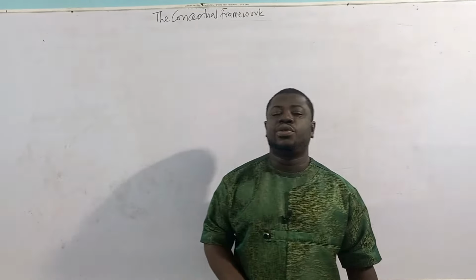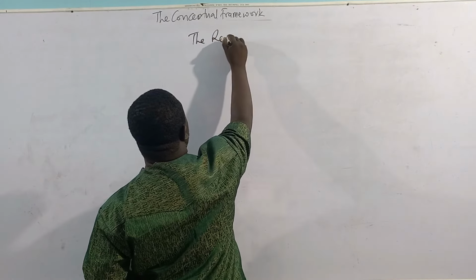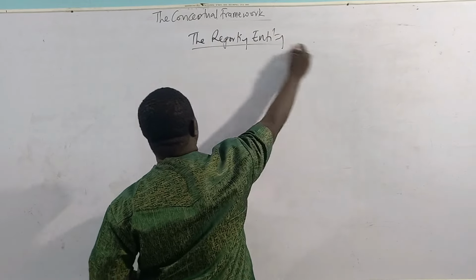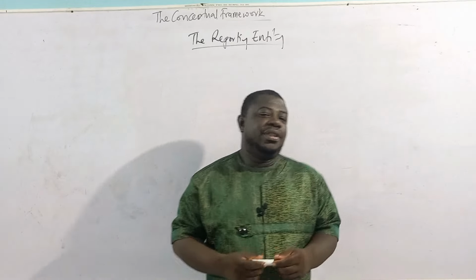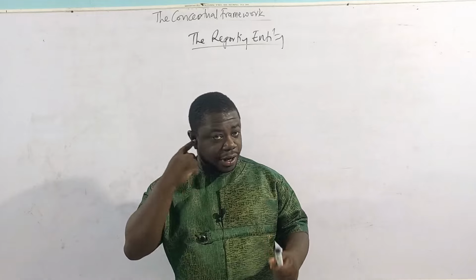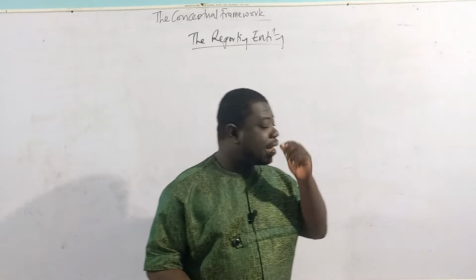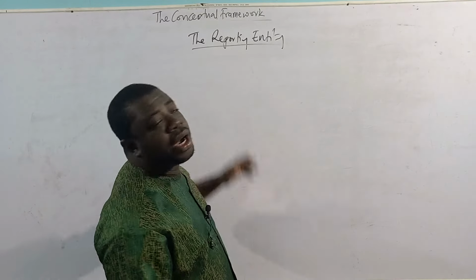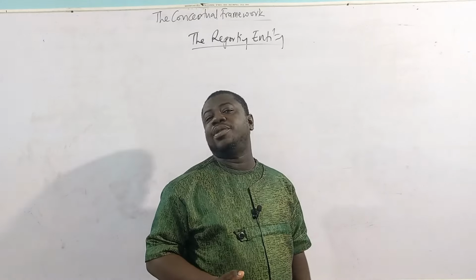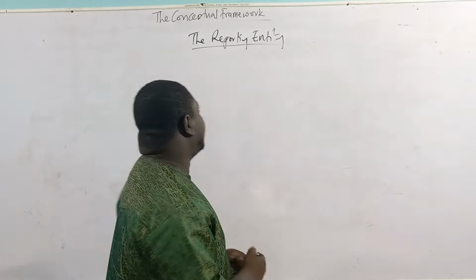Okay, so the final thing to talk about with the conceptual framework is the reporting entity. There is nothing much to talk about here. This was a concept that was recently officialized in 2018 by the International Accounting Standards Board. When we talk about the reporting entity, it's simply the entity that must prepare financial statements or chooses to prepare financial statements. And it comes in three categories.